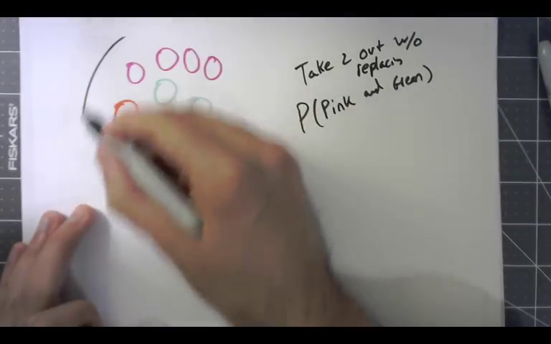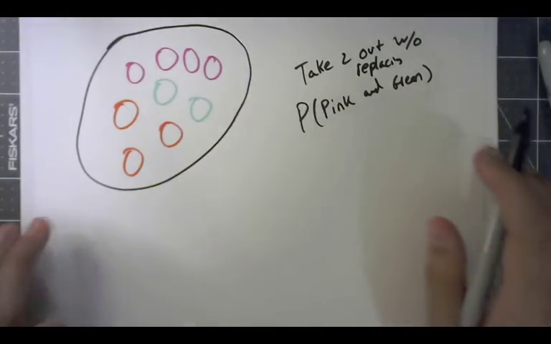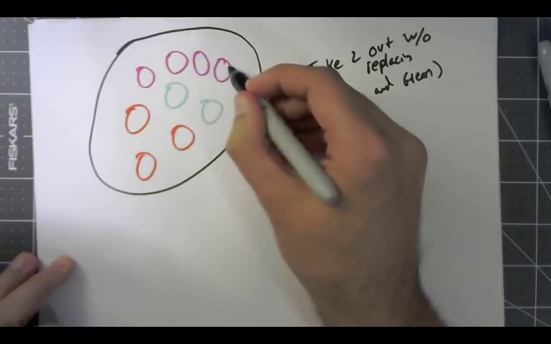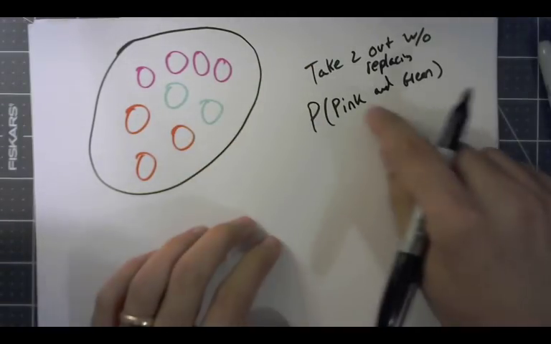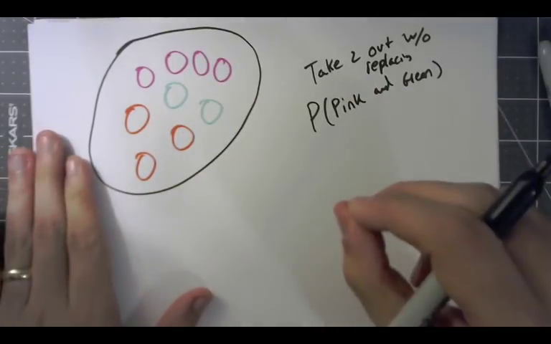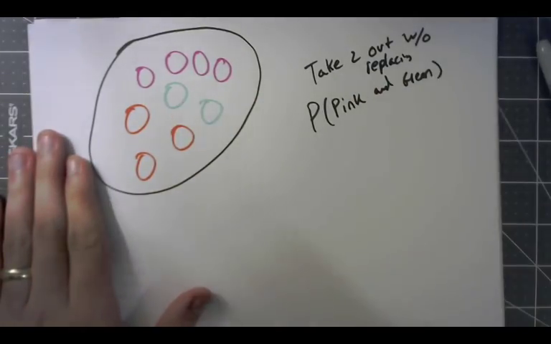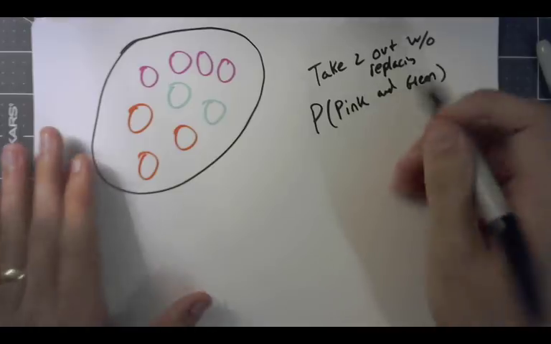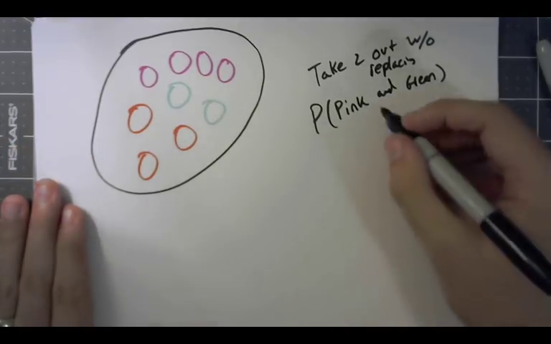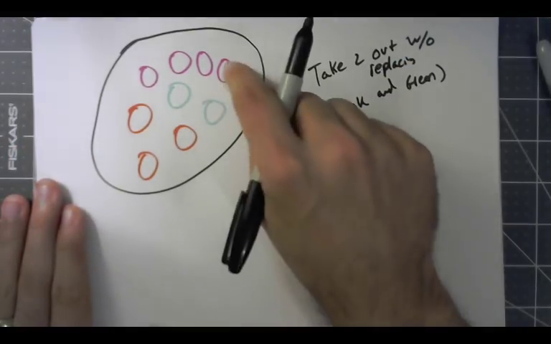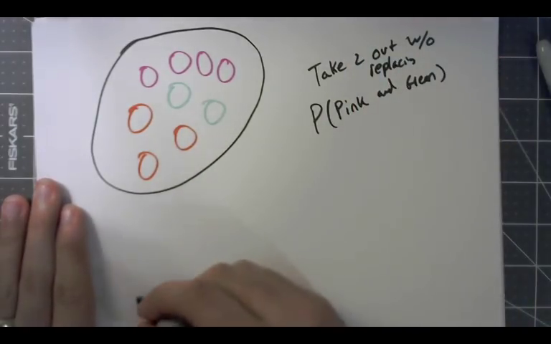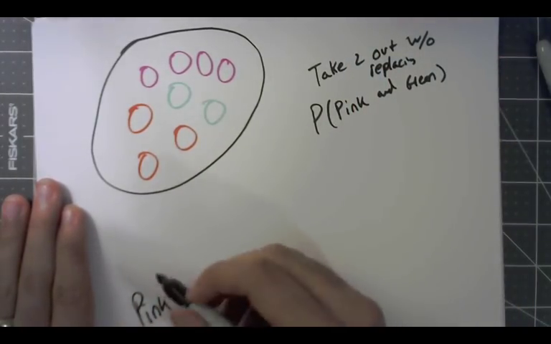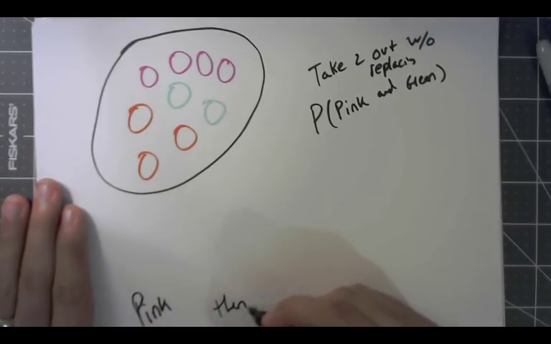So once again, I have this bag of marbles. We have 4 pink ones, 2 green ones, and 3 orange ones. What's the probability that when I take 2 out, I get a pink and a green one? A couple things to note. We have 2 picks, and it doesn't matter if we get a pink first or a green first. It's going to even out the same. So let's just say we get a pink first, then green.